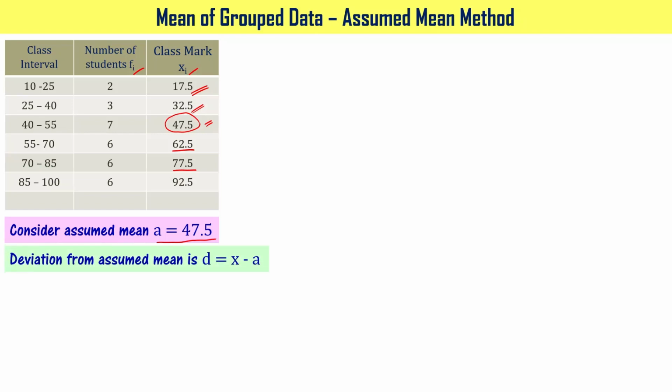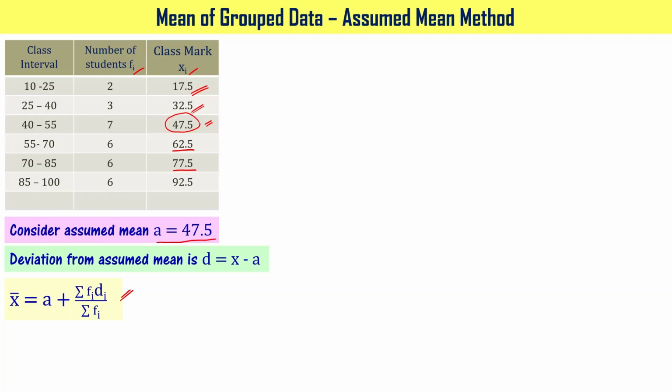And the deviation from assumed mean, if I define it as d equal to x minus a, then x bar, that is mean of the data, is defined as a plus sigma fi di divided by sigma fi. This is the formula. Let's understand how to get this particular formula also. But for time being, let's use this formula.